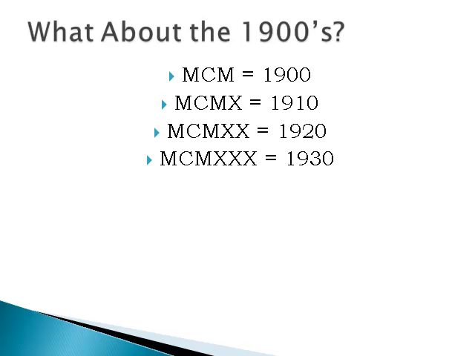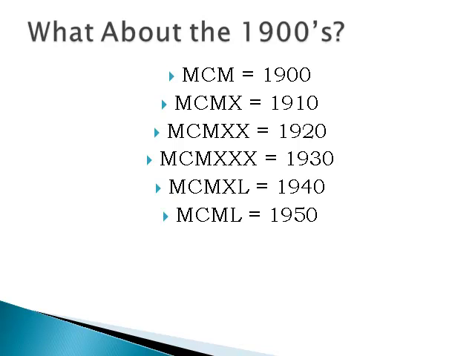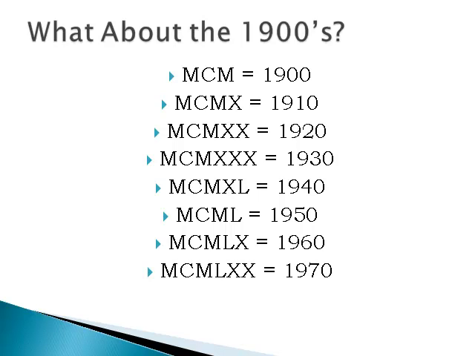MCMXXX is 1930, MCMXL is 1940, MCML is 1950. Here we have no X being subtracted from the 50, so it's 1950. MCMLX, here we have the X, the 10 being added to the 50 for 1960. MCMLXX equals 1970.